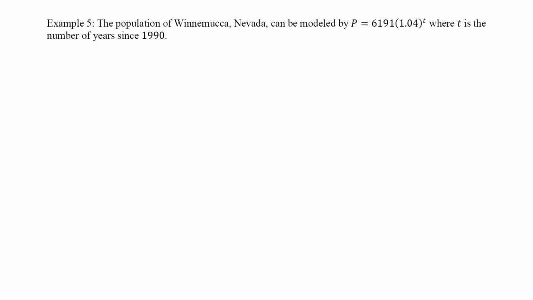The population of Winnemucca, Nevada can be modeled by P equals 6191 times 1.04 to the t, where t is the number of years since 1990. So what is the population in 1990? Well, that is our starting value. That's our starting year. So we just look at our a value, which is 6191.